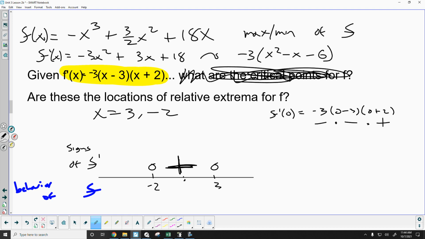Okay. That arrow needs to go down from left to right. Oh, okay. Your picture's correct. But be careful with your arrows.